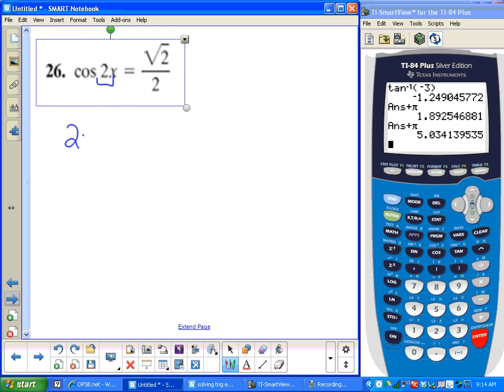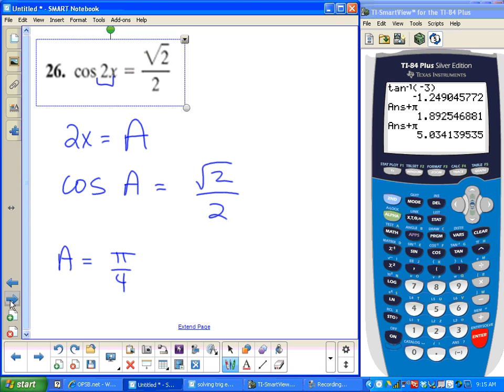We're going to let 2x equal a, okay? Because if we do that, we won't have a coefficient, will we? But we're going to have to come back and fix it later, okay? So now, this would make it say what? The cosine of a equals square root of 2 over 2. Well, that's pretty easy then. Okay, so let's figure out. It's a pretty simple one. Where is cosine square root of 2 over 2? Pi over 4 and somewhere else. Let's see. A is equal to pi over 4 and 7 pi over 4. Okay.